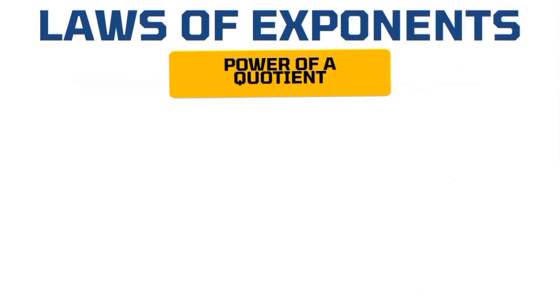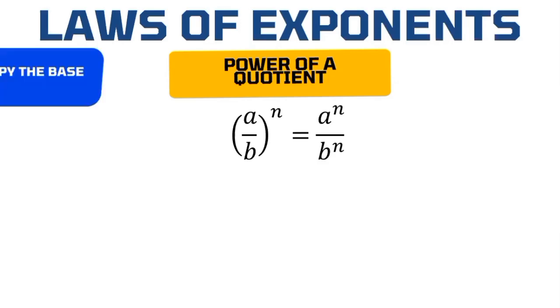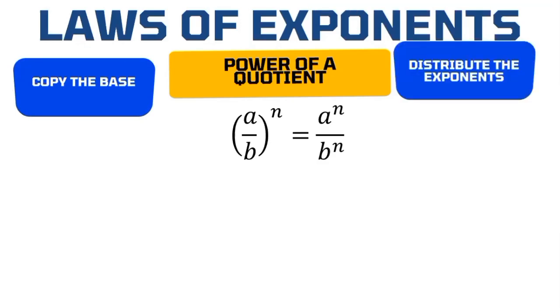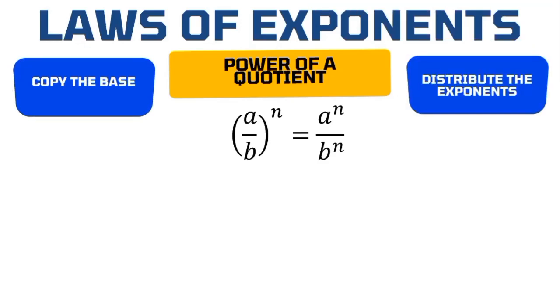Fifth law, we have the power of a quotient, wherein if you have a quantity a over b raised by a power n, it is equal to a raised to n over b raised to n. So, you have to copy the base and distribute the exponents. Let's have our first example.